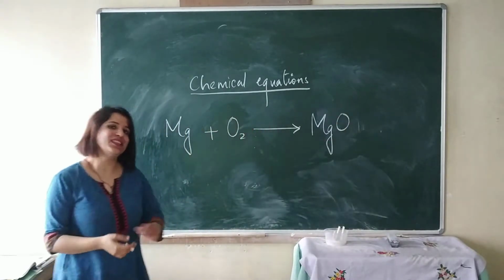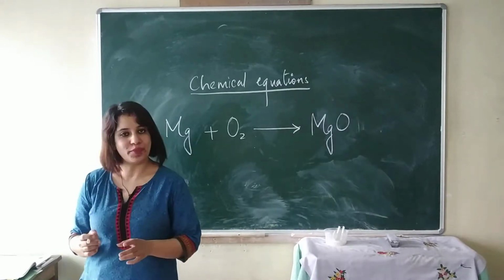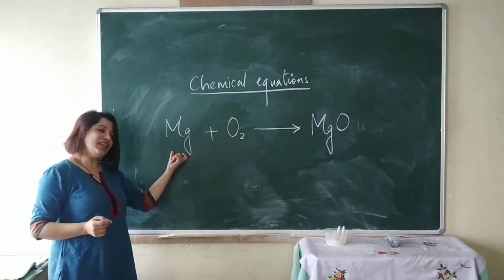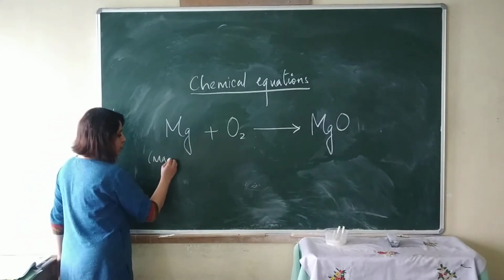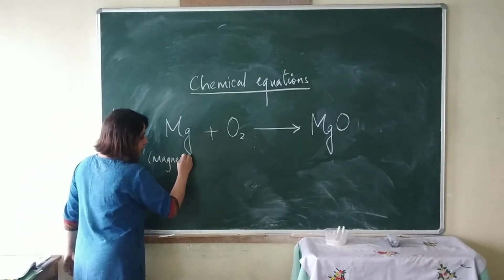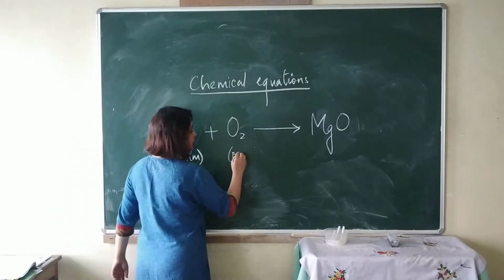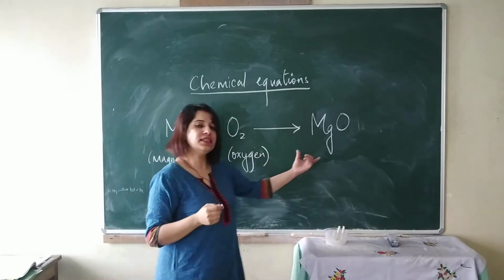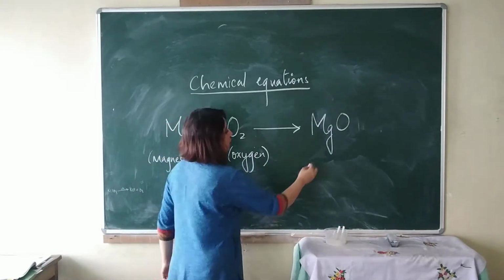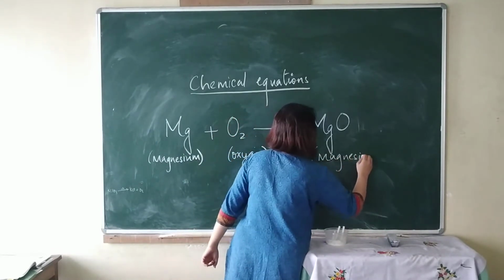Now, we've already done symbols and valency and writing of chemical formulas. So, this is the symbol for magnesium. We all know that. This is the symbol for oxygen, and this is the formula for magnesium oxide. This we have already done.